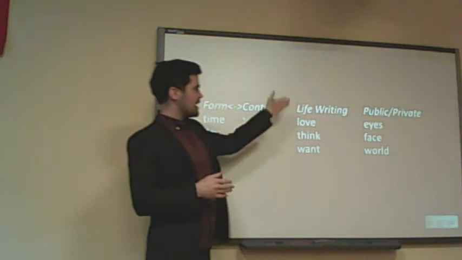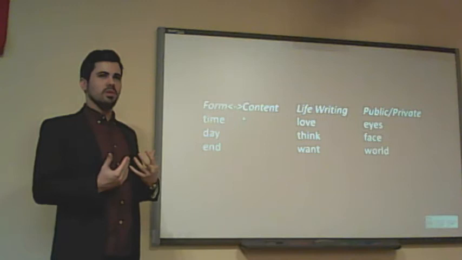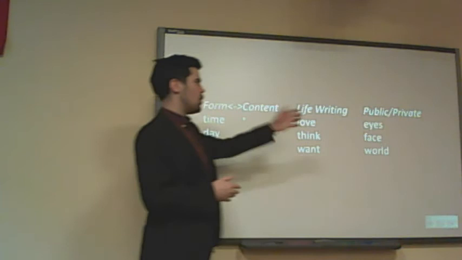Life writing, this of course would fall under the genre of life writing. We see that in the fact that we see the author's persona and personal sense embedded in the text. And of course this whole notion of the public and the private.